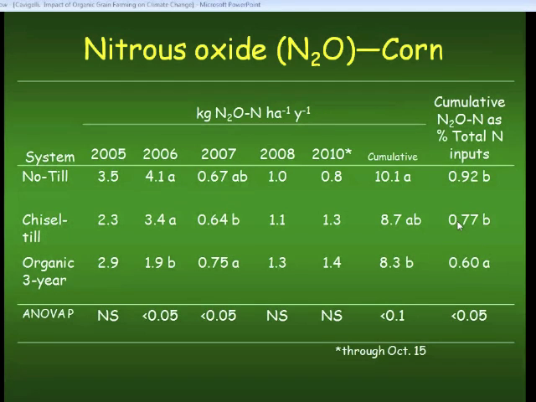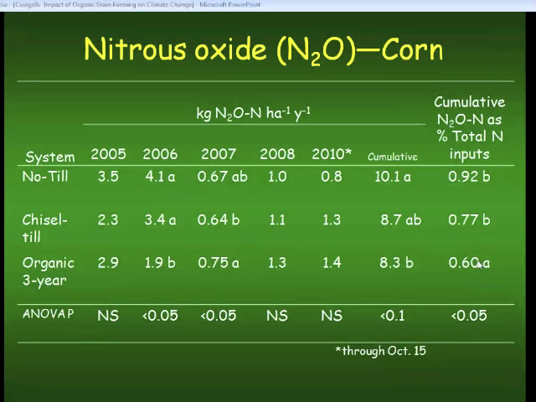This to me is interesting, and it indicates that maybe there's something different going on in the organic system soil such that we're getting less of the nitrogen we apply emitted as N2O. And this could be because of a difference in carbon to nitrate ratio in the soil. We don't know for sure yet. That's something we're investigating further, but it does indicate something to look at more closely.